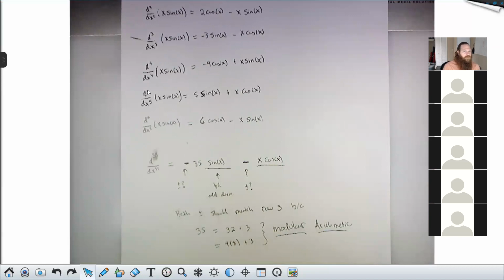Trevor asks, so 36 would end on the fourth term, but it is a multiple of 4. Yeah, exactly. So the fact that 36 is a multiple of 4 and 36 would have the same sign patterns as the fourth row is precisely what we're saying.